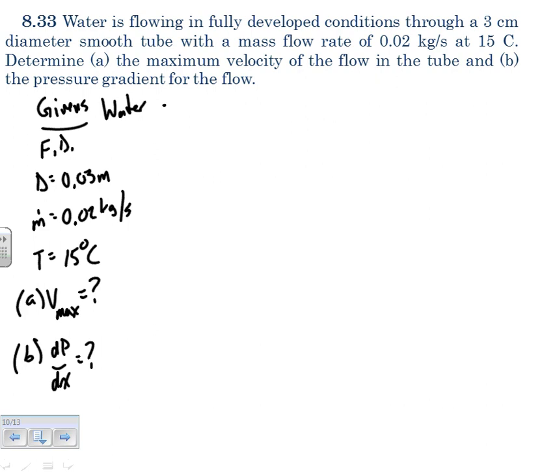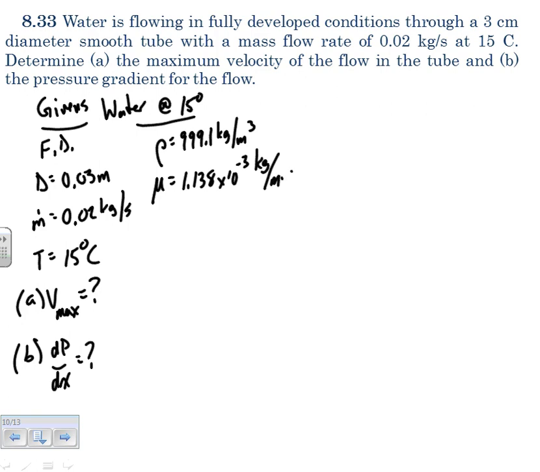All right, so we have water. It's at 15 degrees C. I can look up the properties of that. The density is 999.1 kilograms per meter cubed, and the viscosity 1.138 times 10 to the minus third kilograms per meter seconds. So I will need to calculate what my Reynolds number is. I'm going to have to try and determine whether I'm laminar or turbulent, and we do that through calculation of the Reynolds number. The Reynolds number is equal to rho times V times the diameter divided by the viscosity.